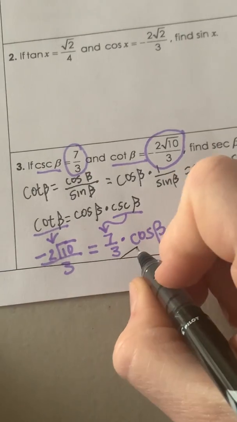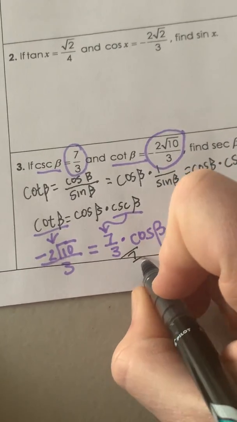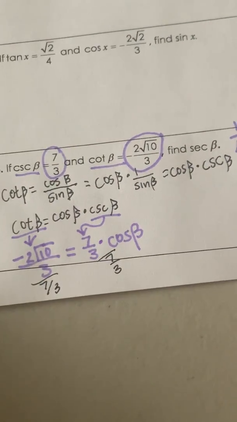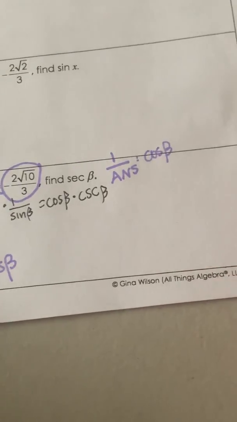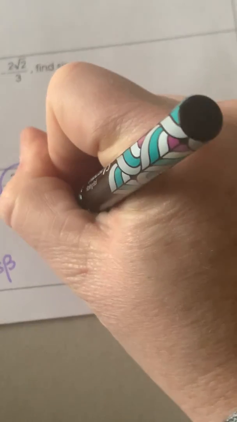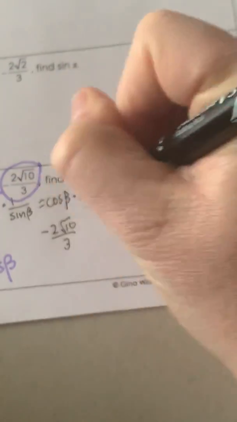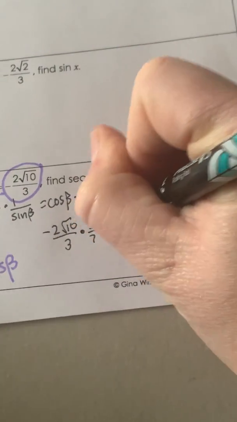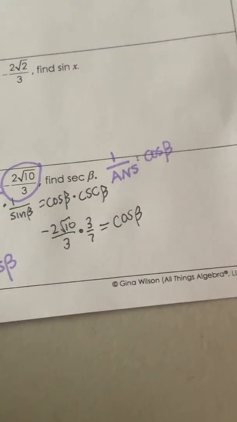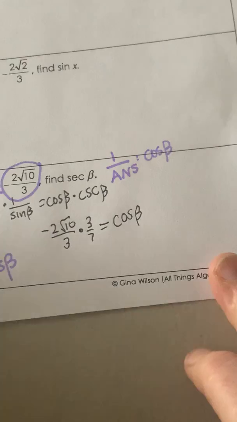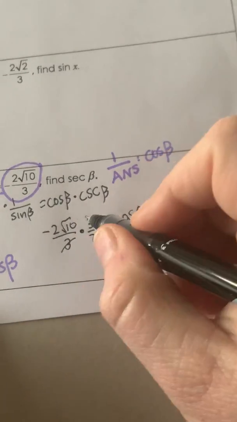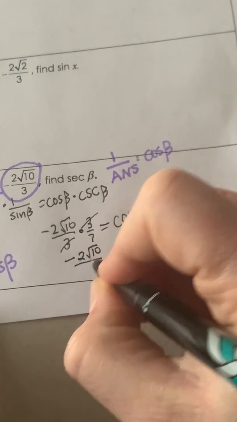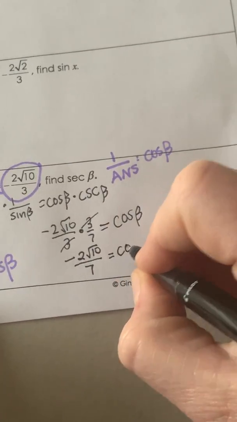So I'm going to divide both sides by 7/3. And I'll rewrite that. So that's the same thing as having -2 root 10 over 3 times 3/7. And that'll equal cosine beta. Okay, so if you do those out, the 3's will cancel. And I'll get -2 root 10 over 7 equals cosine beta.